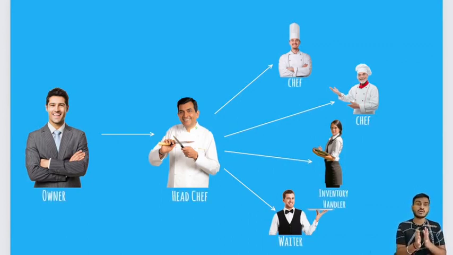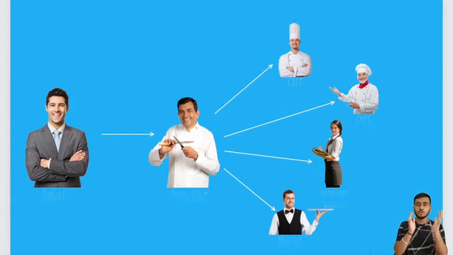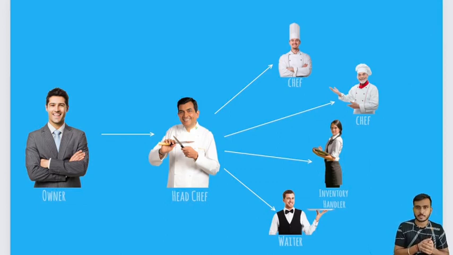You are on the left side. You are the owner, right? Don't forget, you are the owner. So you are going to hire one head chef, then two chefs, then one inventory manager, and then finally one waiter. Now what is the advantage of doing it in this way?